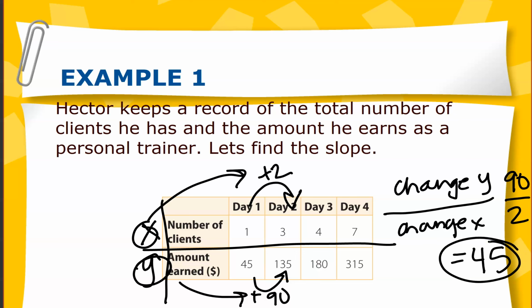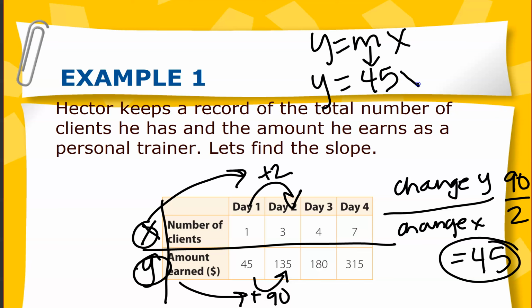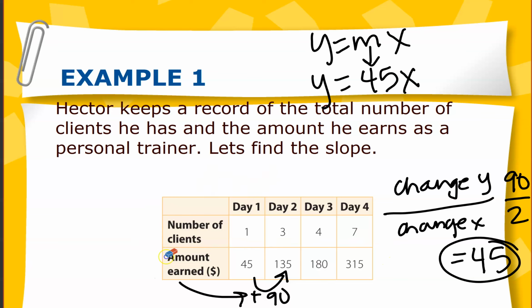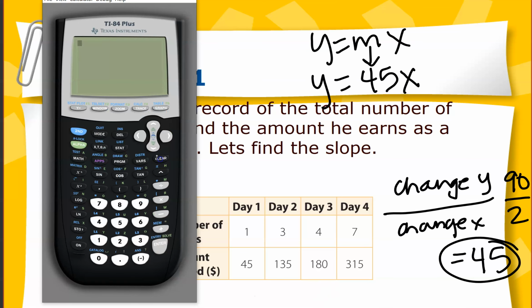So how do I write my equation, guys? Do you remember y equals mx? Y equals, so m is your constant or your rate of change. Y equals 45x. And again, remember that you can double check on the calculator. So let me go ahead and erase everything so we don't get confused. I'm going to double check on the calculator.